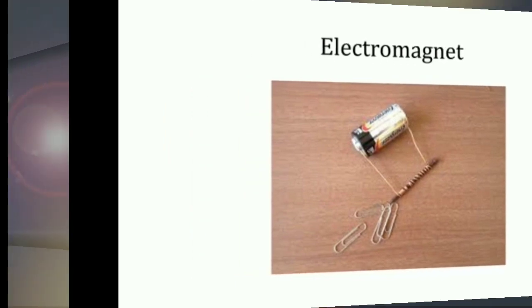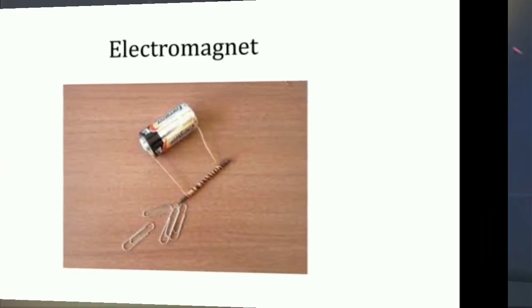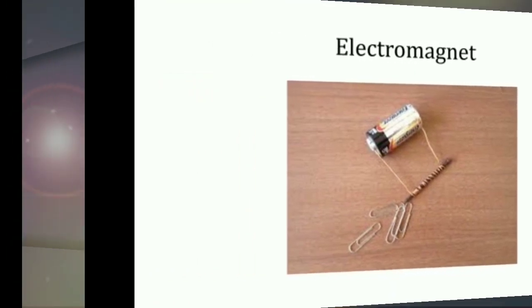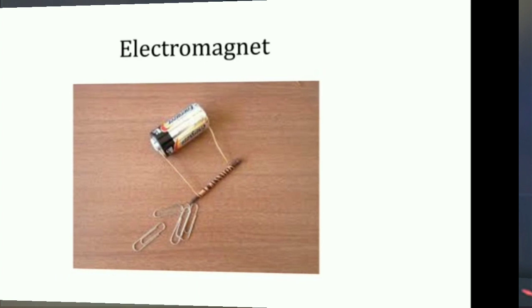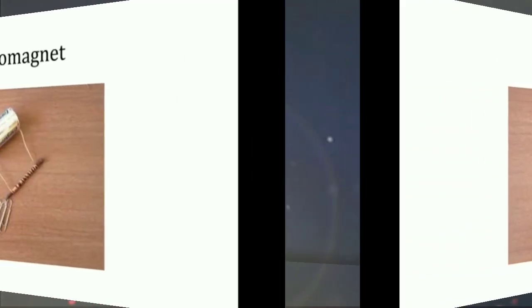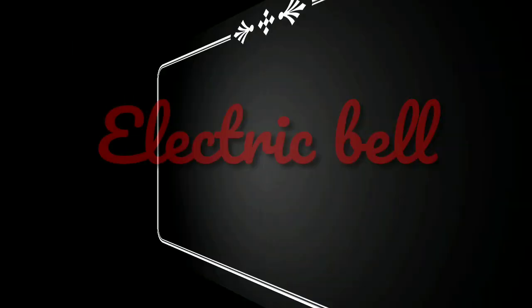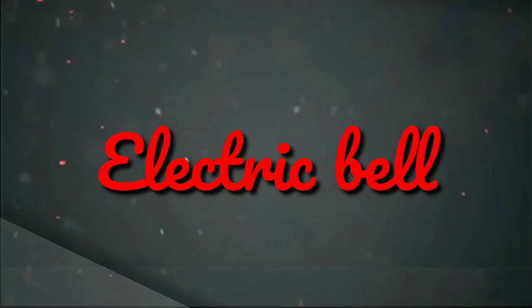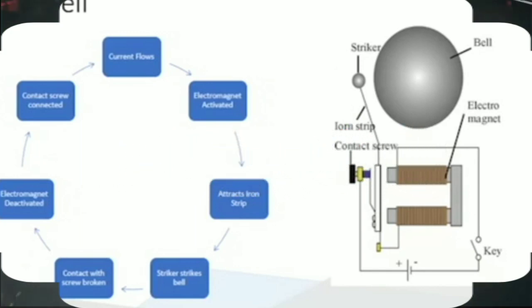Students, you have to draw the diagram. You have to draw electromagnet, magnetic effect of current, connecting cells, and last one is an electric bell. Now let us move towards the next, that is electric bell. Students, many of you must have seen the simple electric doorbell.